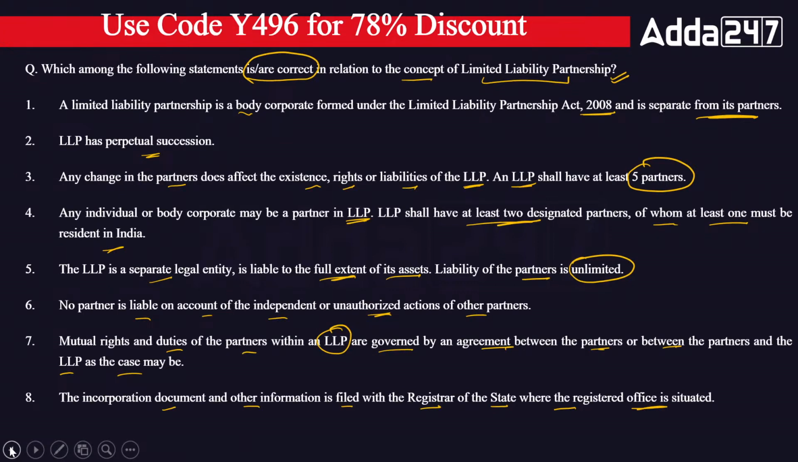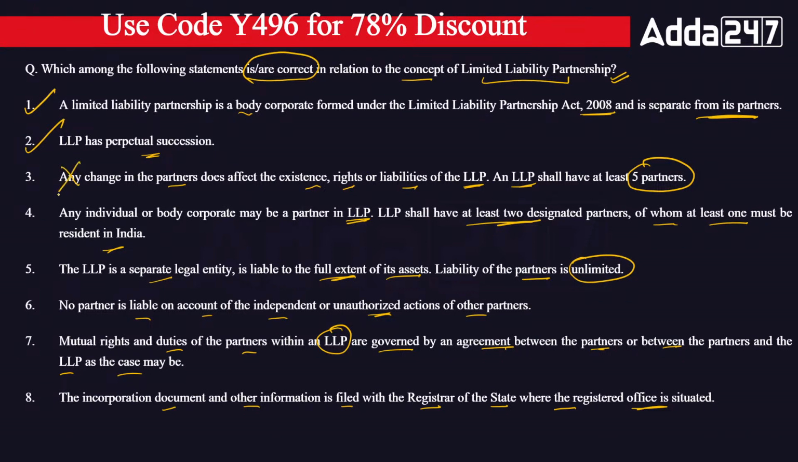If I talk about the first statement, it is saying limited liability partnership is a body corporate formed under the Limited Liability Partnership Act. The first statement is correct, right? Second is saying LLP has perpetual succession. That is also correct, right? Third is saying any change in the partnership does affect the existence, right or liability of the LLP. No, it is not correct.